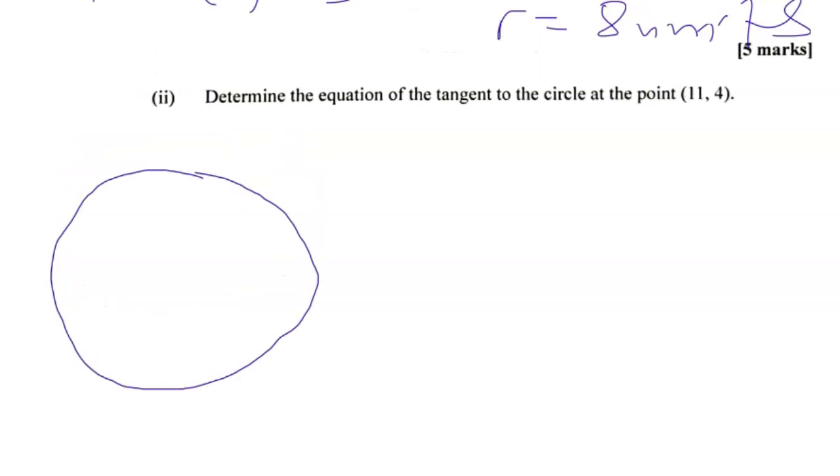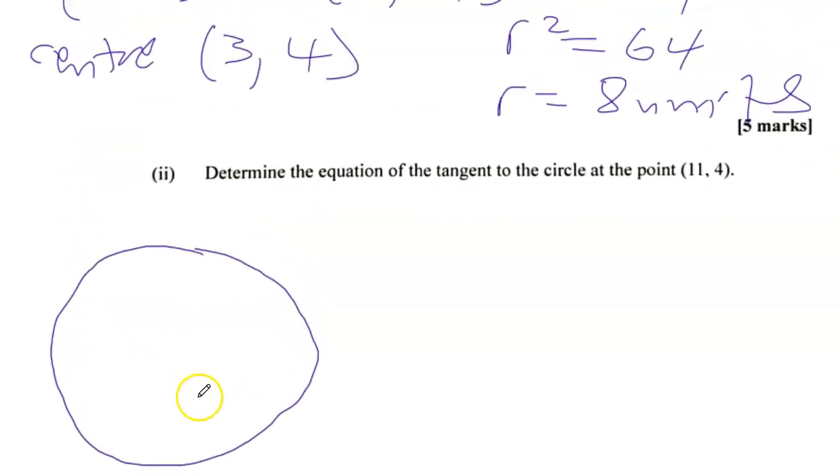Part 2, determine the equation of the tangent to the circle at the point (11, 4). Let me do a little sketch of the situation here. So we have a circle. We just found the center to be (3, 4). It's an ugly sketch, but it works.